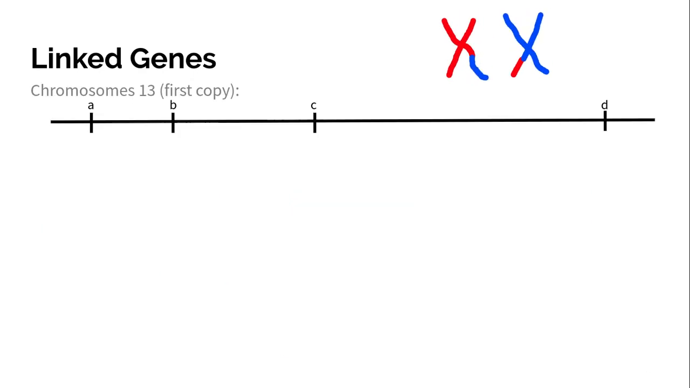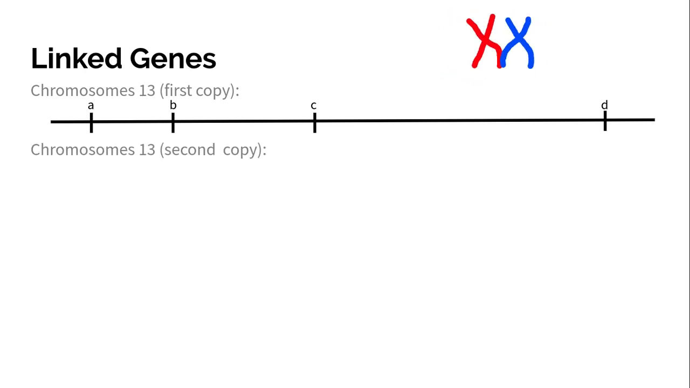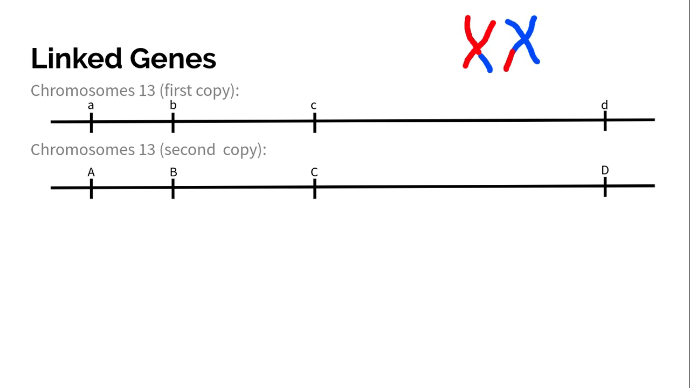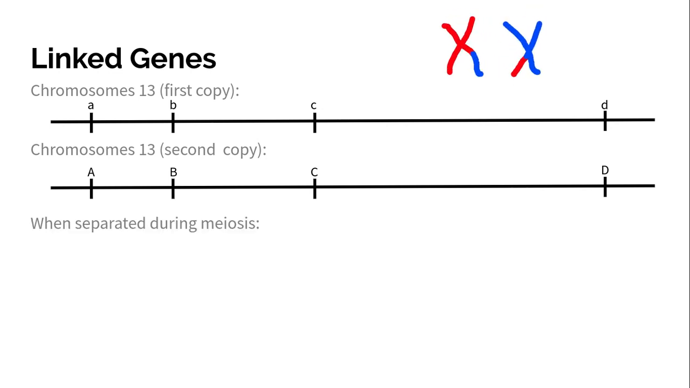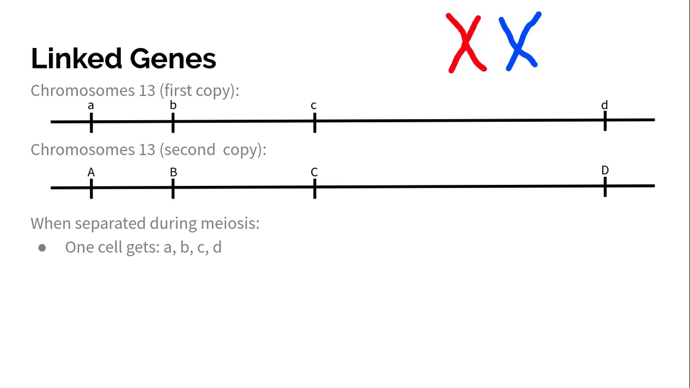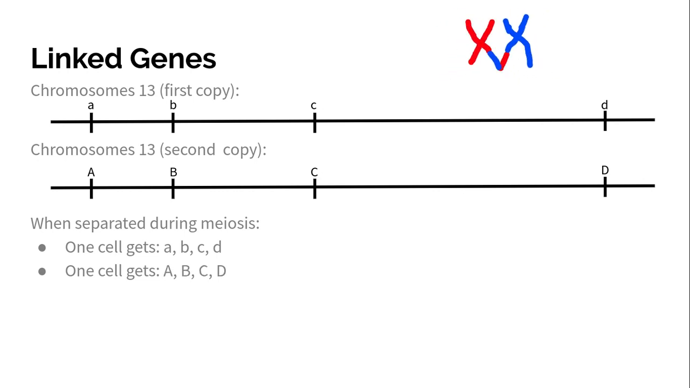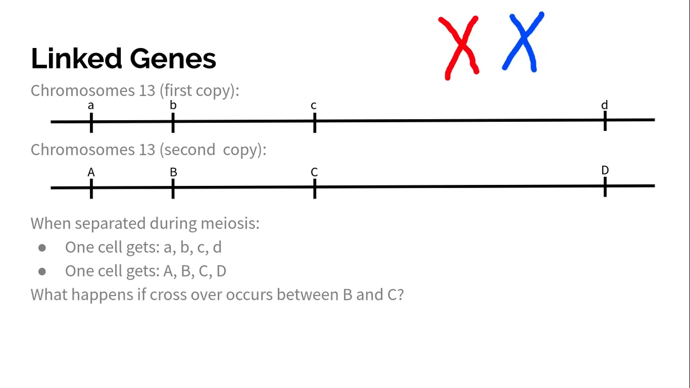So chromosome 13, first copy. Here we go, chromosome 13, second copy. When separated during meiosis, one cell gets ABCD and the other cell gets ABCD. So what you're seeing here is chromosome 13 and chromosome 13, both having all the genes there. But when they separate down into meiosis 2 and down into telophase, one cell is going to have ABCD lowercase, and the other cell is going to have ABC uppercase.